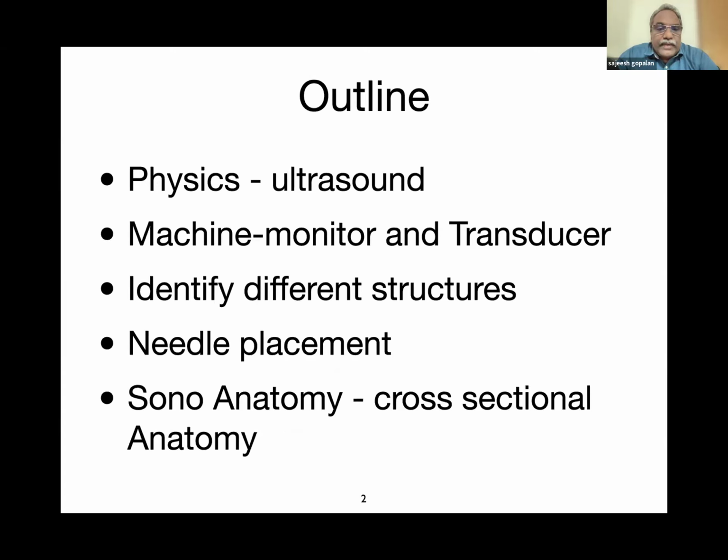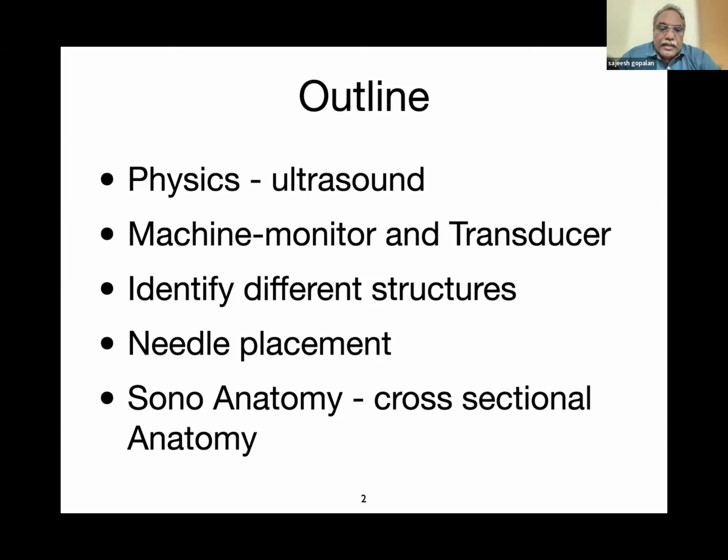But another point is that we have a machine, the monitor, and transducer. There are three major components. Of course, the patient is there. So the mechanical part, we have the machine, monitor, and transducer. And I always used to say that ultrasound is nothing but a cross-sectional anatomy of a particular area. The only difference is that we will differentiate our structures according to echogenicity. So how we differentiate the structure, that is the most important thing.